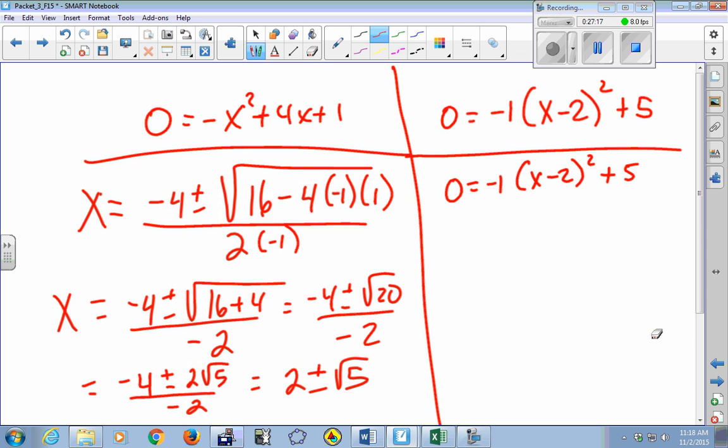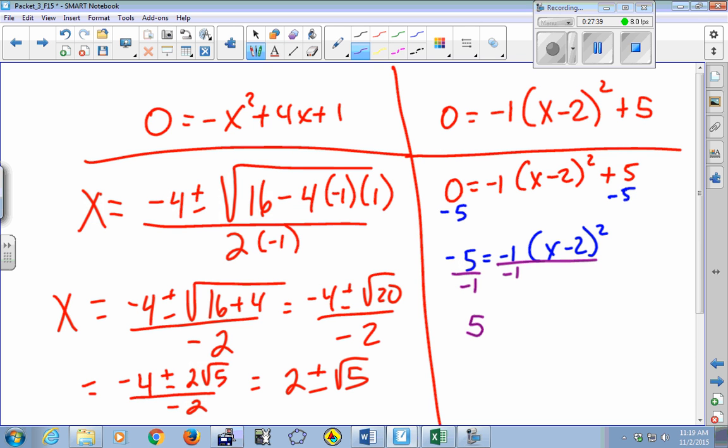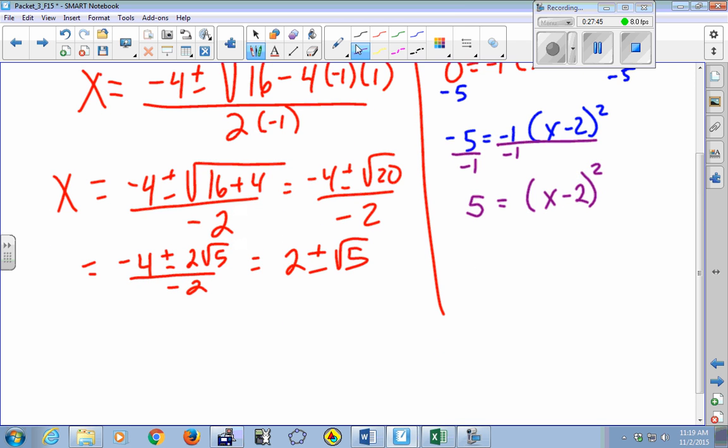So if I were trying to solve this equation for x, the first thing I would do is get rid of this plus 5 by subtracting 5 from both sides. So far, nothing that's going to cause any problems. I want to solve for x, so I've got to get rid of this coefficient here. I divide both sides by negative 1, and I get a 5 here, and I get x minus 2, the quantity squared. And this is where we can run into a little trouble.